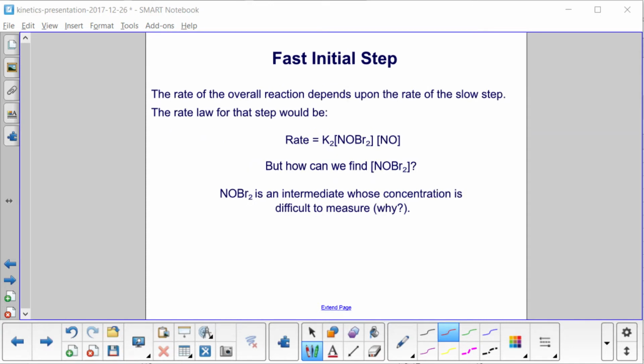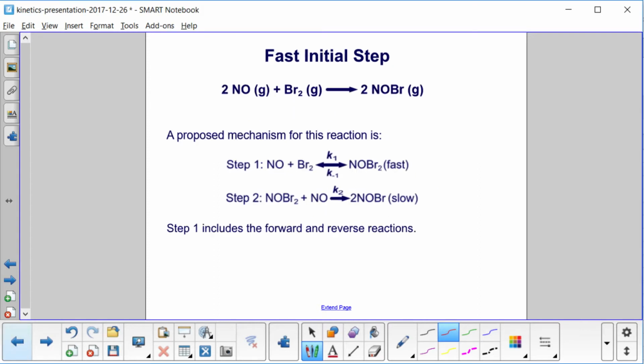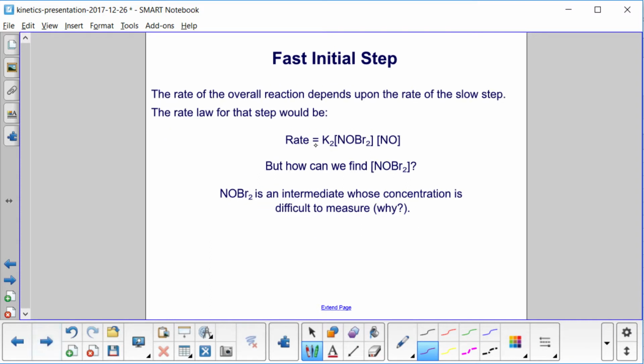As we've been discussing, the rate law of the overall reaction depends upon the rate of the slow step. So going back to look at the slow step, I have 2 reactants, NOBr2 and NO. So I would get a rate law that looks like this. Rate equals what we're calling k2, or k for the second step, times the concentration of NOBr2 times the concentration of NO. But NOBr2 is an intermediate, okay? So it doesn't show up in the final rate law, and it doesn't show up in the one that we already know has been determined experimentally.